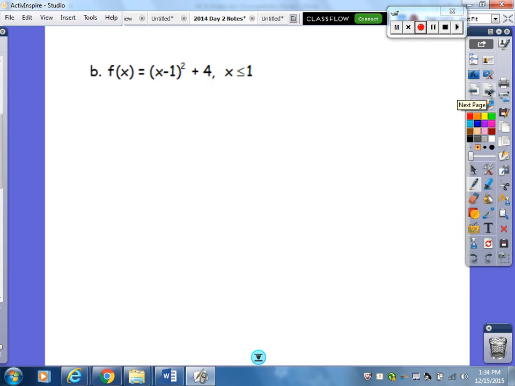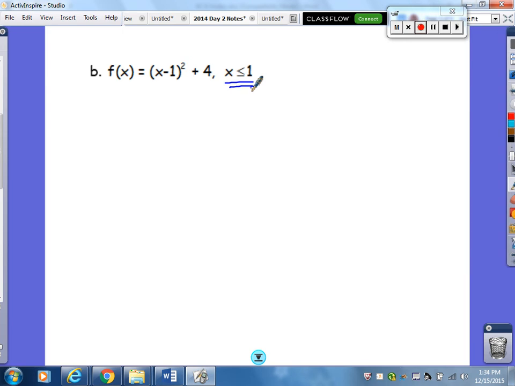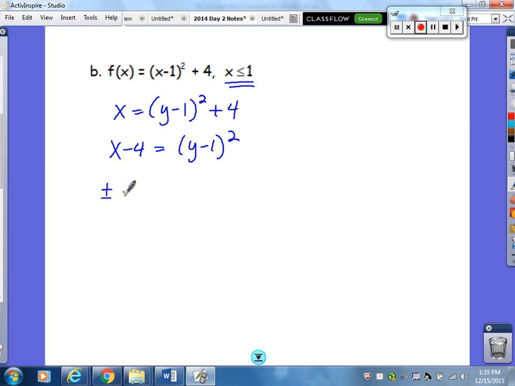All right, here again, let's switch your x and the y. Notice my restriction here. We're saying x is less than or equal to 1. That's going to come into play in a moment. So let's switch our x and our y. So x is equal to (y minus 1) squared plus 4. So subtract 4. Square root both sides. So some square rooting is going to be plus or minus the square root of x minus 4 equals y minus 1.